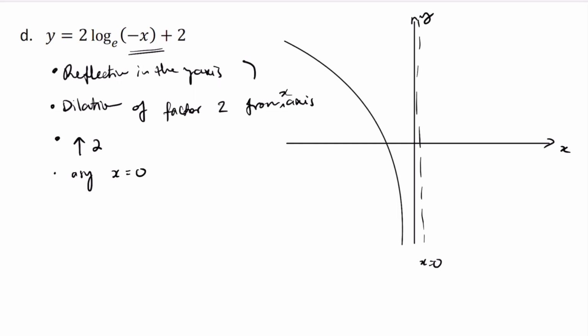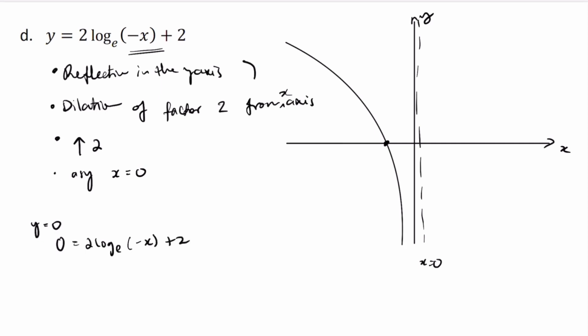So my graph is going to look like this. Now, in terms of my intercept, because there is a dilation, it's not going to be as simple as just being -1, as it would if it were just a reflection. So we're going to make y equal to 0. 0 equals 2 log e of negative x plus 2.